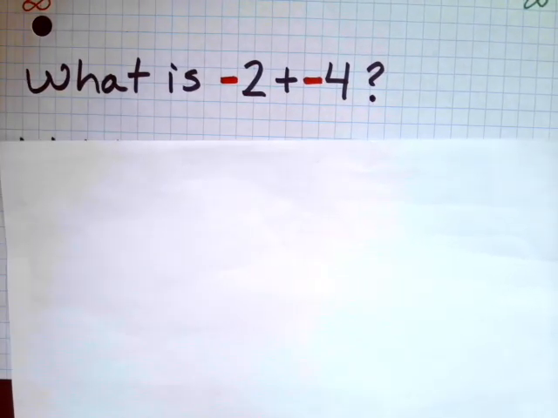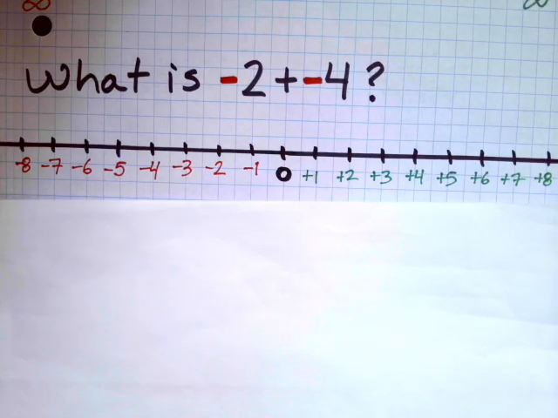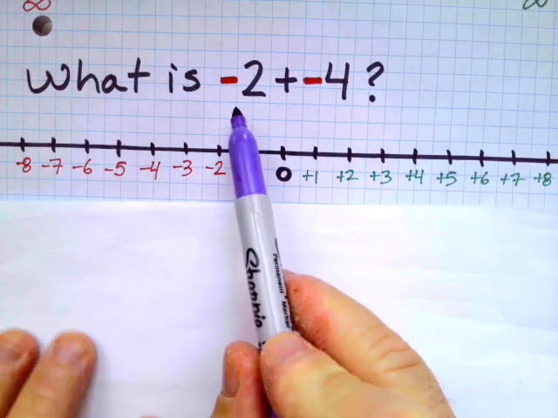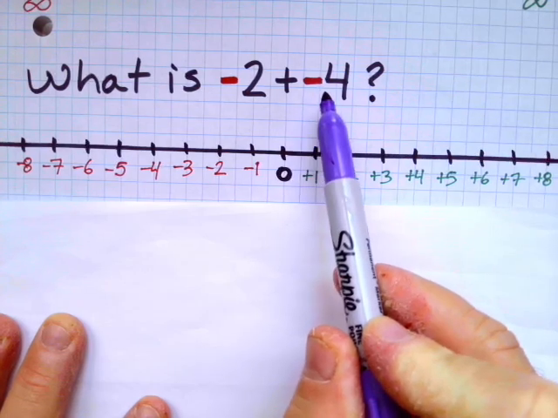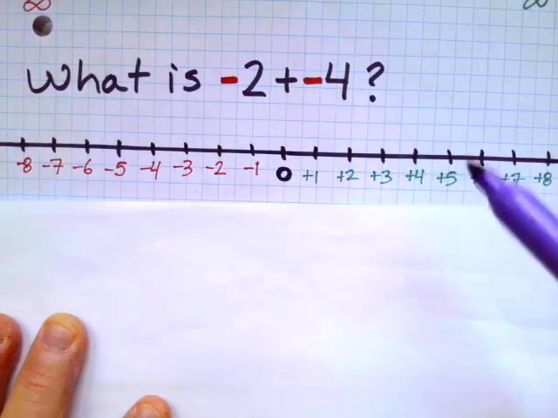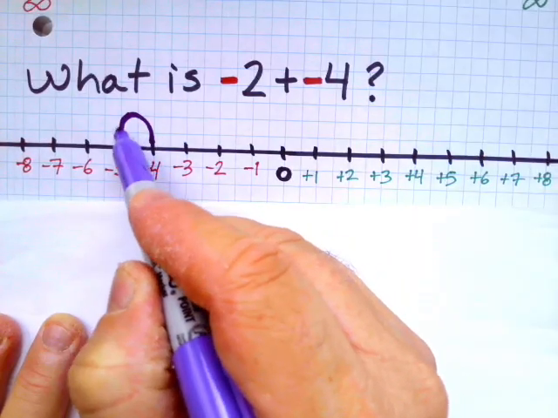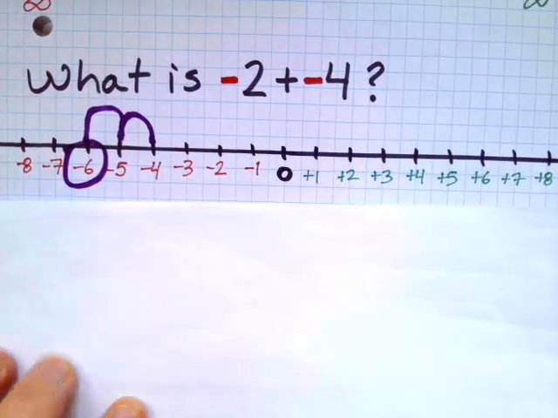All right, so what is negative 2 plus a negative 4? Let's go ahead and review quickly. We are adding integers. Integers are positive and negative numbers. I could start at either location. I could start at negative 2 and then add 4 more negatives, or I can start at negative 4 and add 2 more negatives. I will start at negative 4 and add 2 more negatives. I go 2 in the negative direction. The solution is a negative 6.